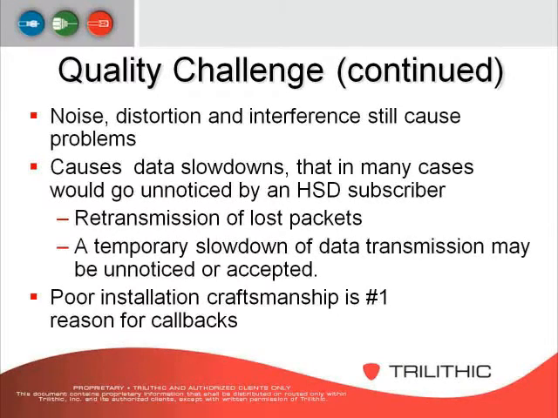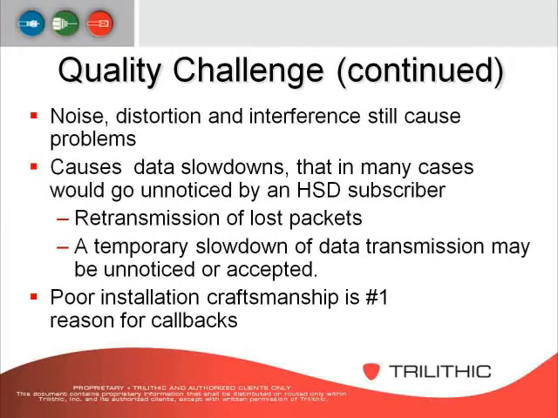Noise, distortion and interference still cause problems. They cause data slowdowns that in many cases would go unnoticed by a high-speed data subscriber. The retransmission of lost packets with high-speed data allows the customer to not notice that they've even had packets that were lost. So you get a little bit of an edge with high-speed data because it's able to retransmit the packets.